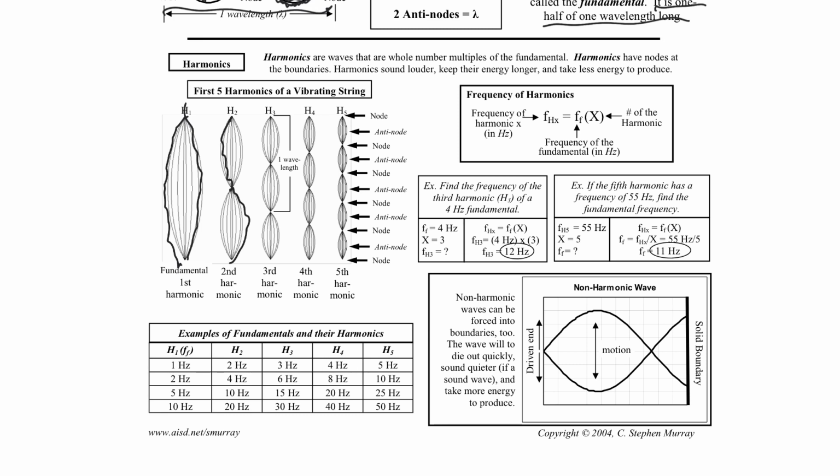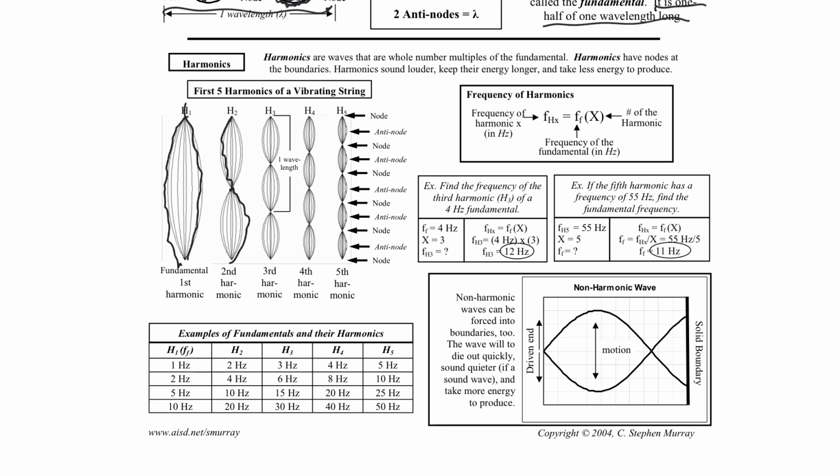So harmonics are pretty easy in terms of remembering how many antinodes you have. If you have two, then that's the second harmonic. If you have one, that's the first harmonic, which is the fundamental. And it can keep going. Third, fourth, fifth, etc., and we'll look at this in class.